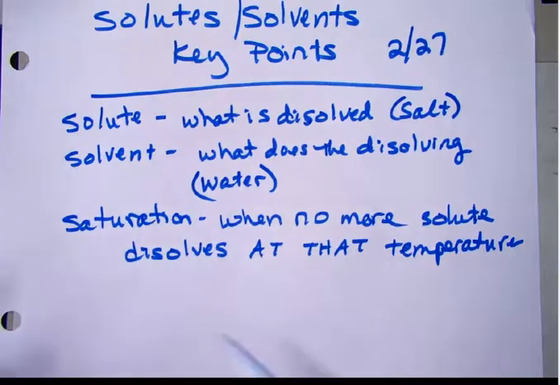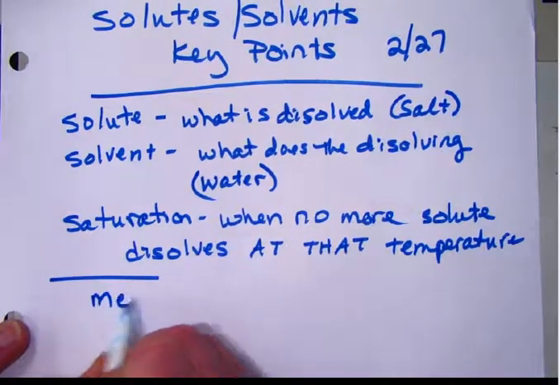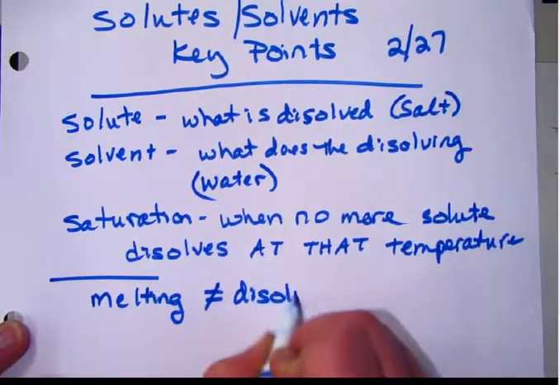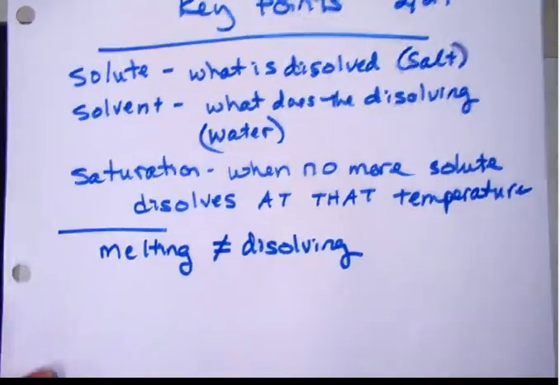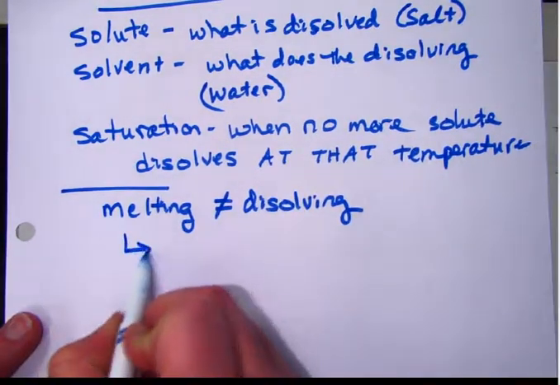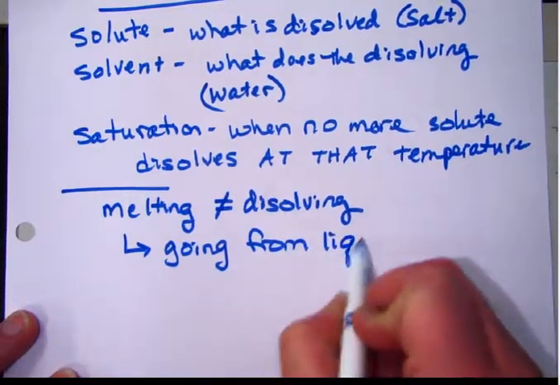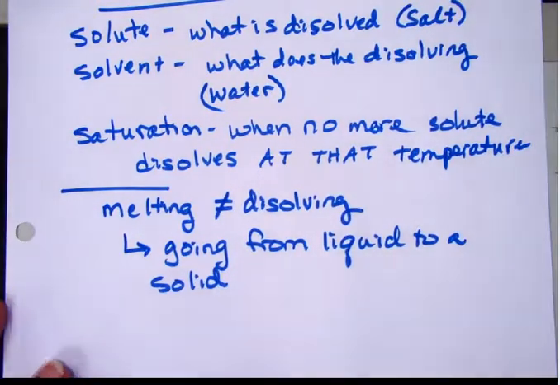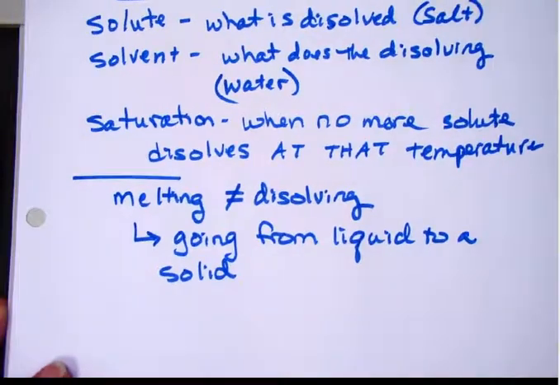Now let's do a little side note here to talk about what dissolving is not. So let's talk about melting. Melting is not dissolving. We did not melt our salt into our solution. We dissolved our salt. So melting is going from a solid to a liquid. And it might have looked like we were melting it because we started with a powder and we ended with stuff in water. We ended with a liquid.